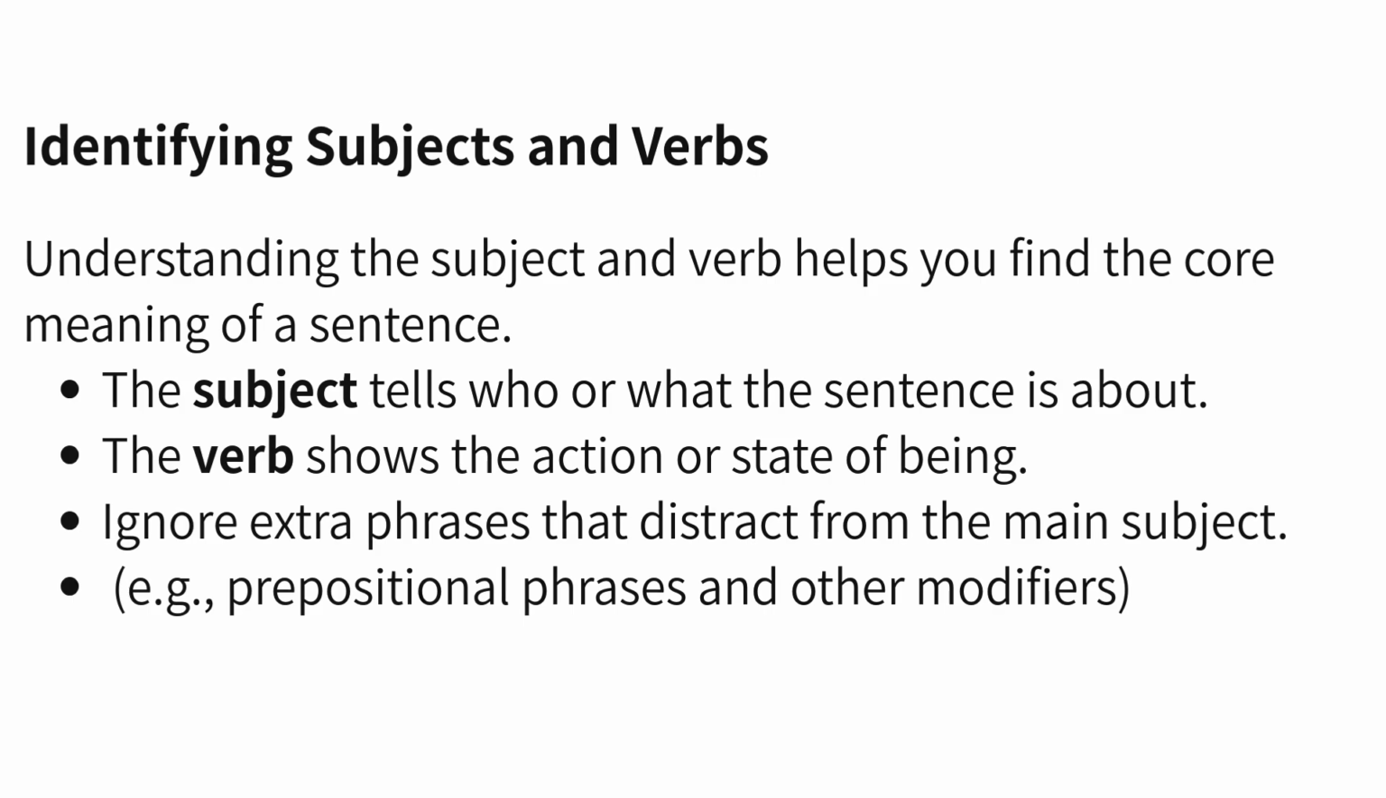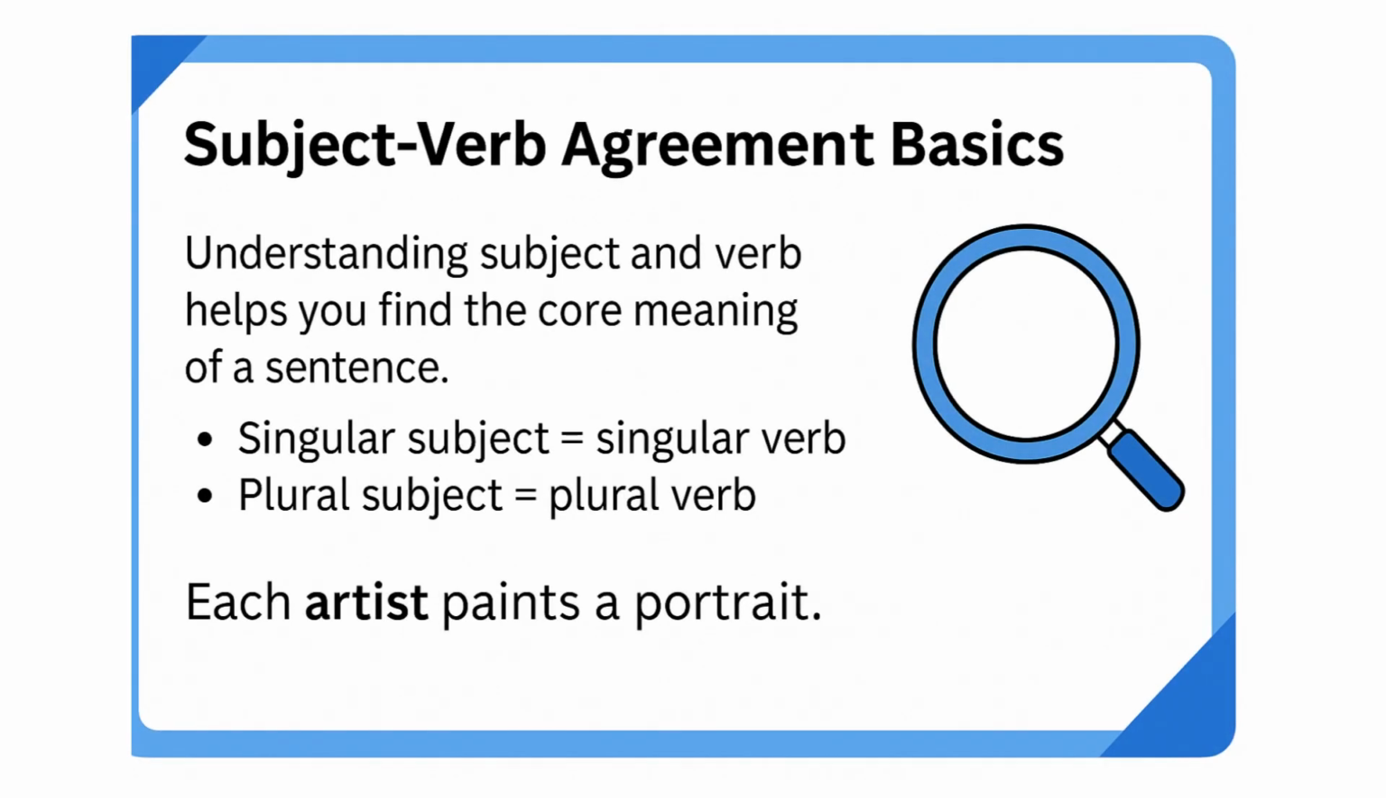Now let's look at one of the most important rules in SAT writing: subject-verb agreement. This rule simply means that the verb in a sentence must match the subject in number. A singular subject takes a singular verb, and a plural subject takes a plural verb. For example, in the sentence, "Each artist paints a portrait," the subject is each artist. Even though the word artist might sound like it could be plural, the key word, each, makes the entire subject singular. Because the subject is singular, the correct verb form is paints, not paint.